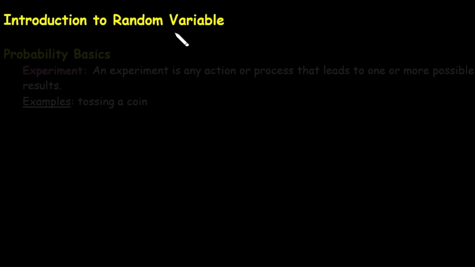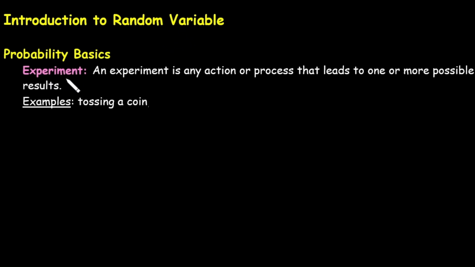Everyone, in this video, we are going to learn what is the random variable and the types of random variables. Before that, let's take a brief overview of a few terms related to probability. The first term is experiment. Now, what do you mean by an experiment? It is an action or a process that leads to one or more possible results.